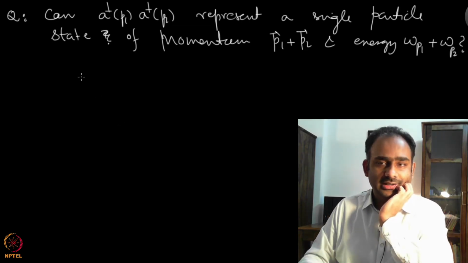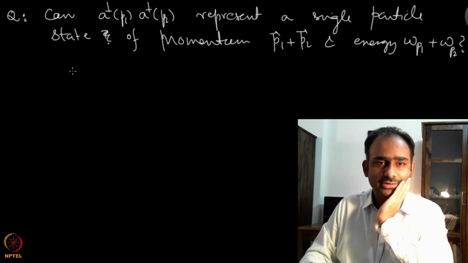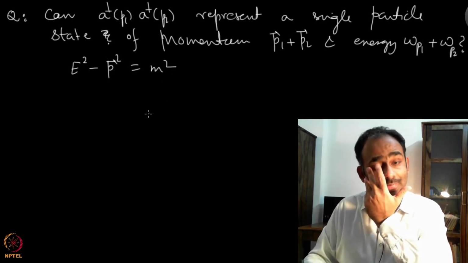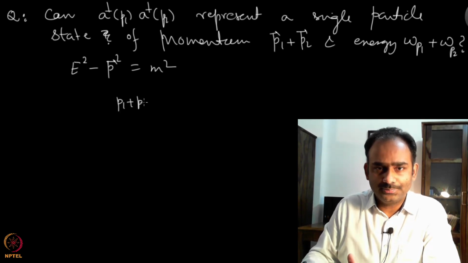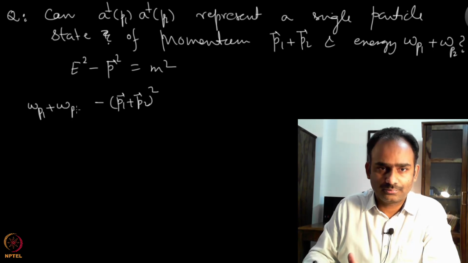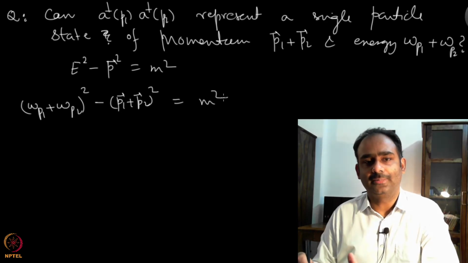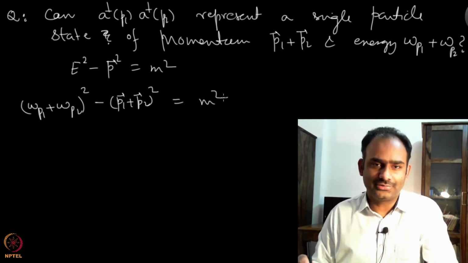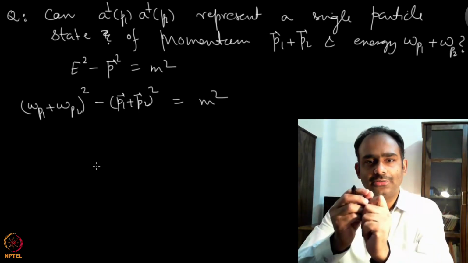Now, if indeed this represents a particle of mass m with these energy and momenta, then it should satisfy this relation, right? Which means, if for p I put p1 plus p2 whole squared, minus for energy I should put omega p1 plus omega p2, and then this should be satisfied. Okay, this relation should be satisfied. Now, instead of checking this thing in general, what I will do is I will take p1 and p2 to be the same.